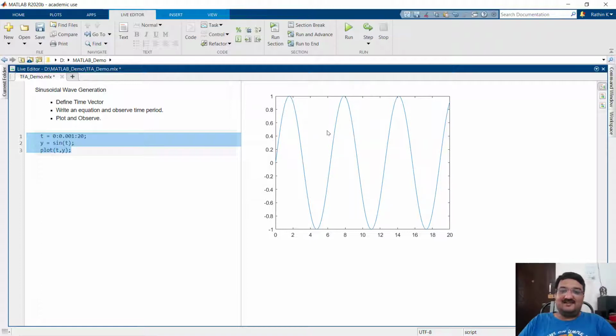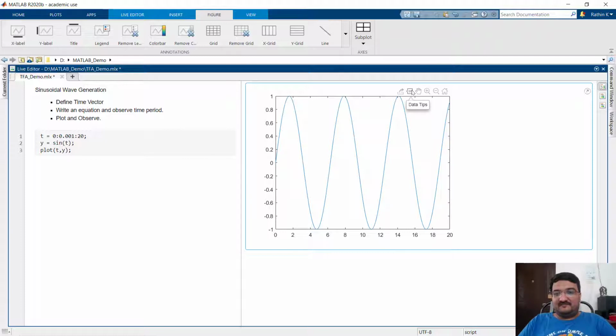But how do we get it precisely? We can get the data tips from here, where exactly it is equal to 0, somewhere here. Let me just try.